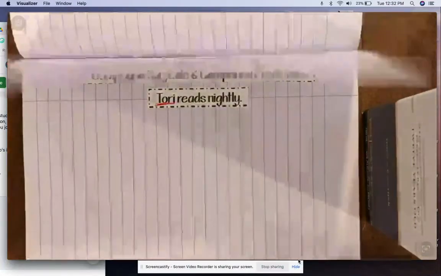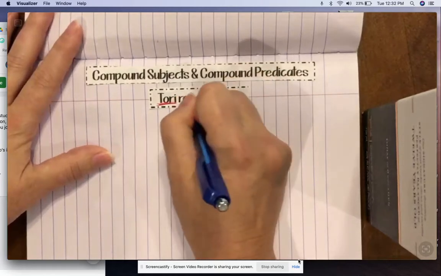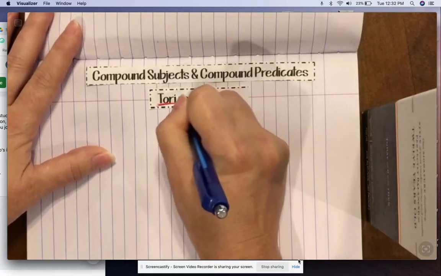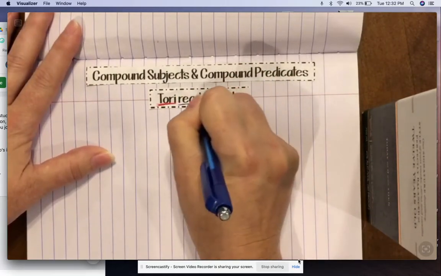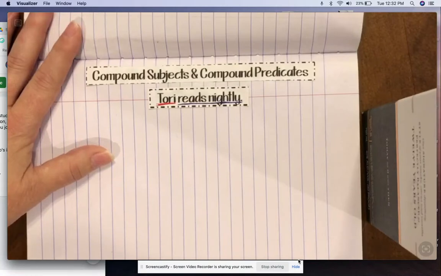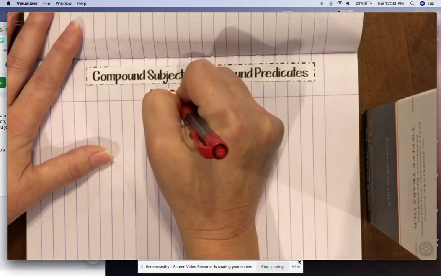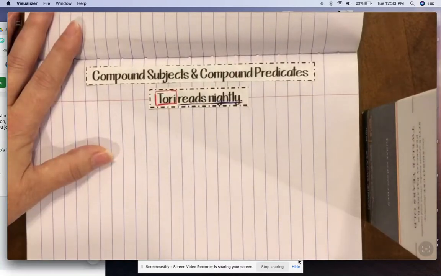So grab your blue pen and we're going to underline reads nightly because that's what Tori does. Now, just like we do on DWR, Tori is our subject. That means I cannot narrow Tori down anymore. There is only one person, one word in my subject. So I'm going to put a rectangle around Tori because that's my simple subject.